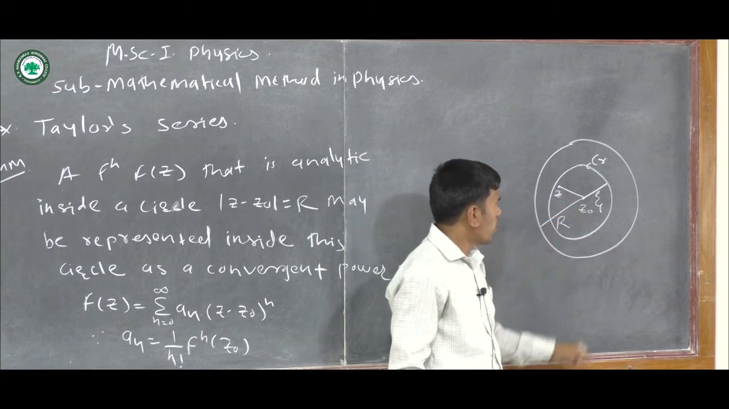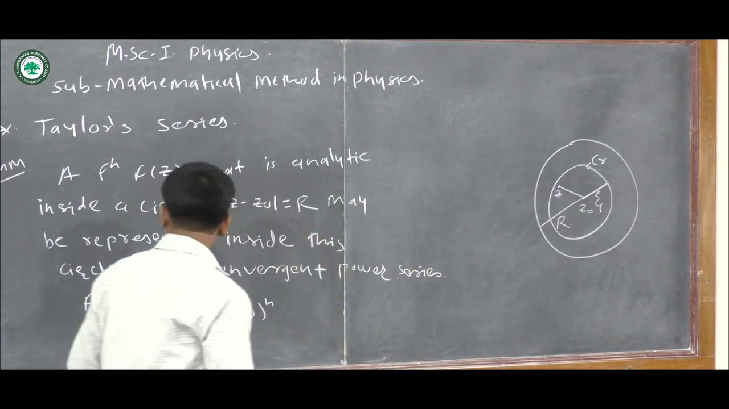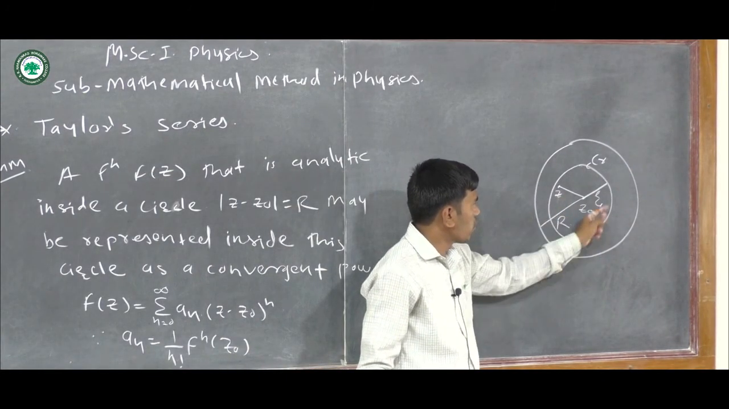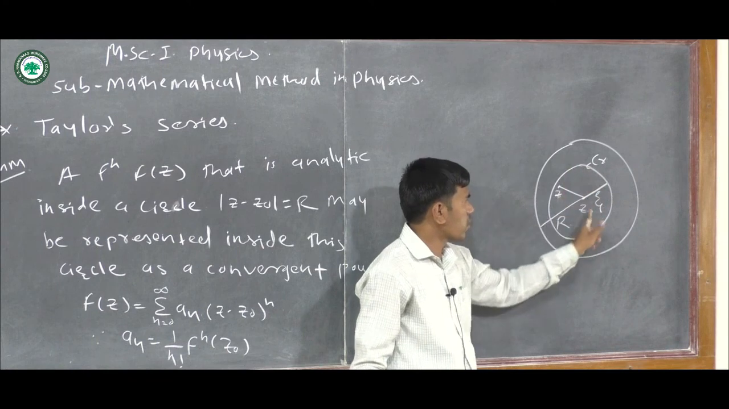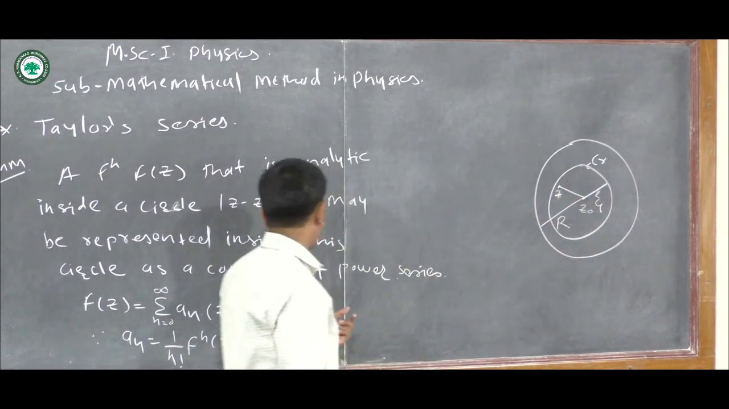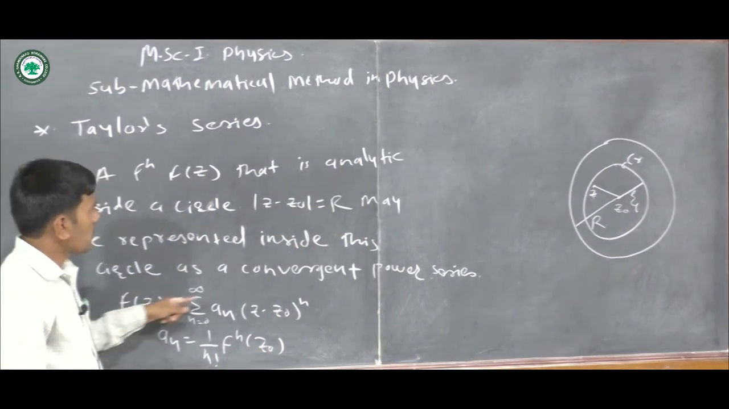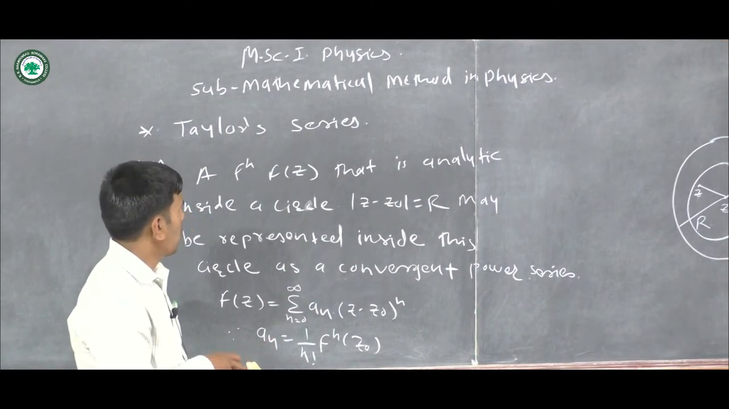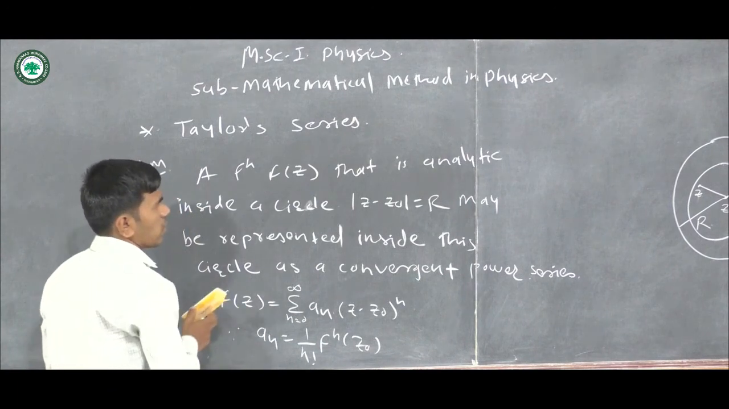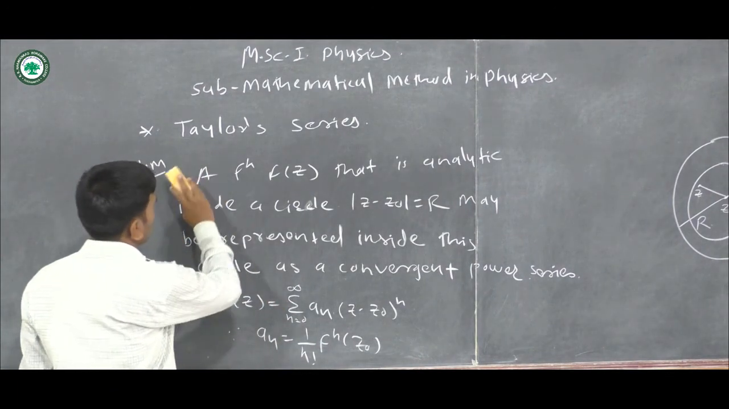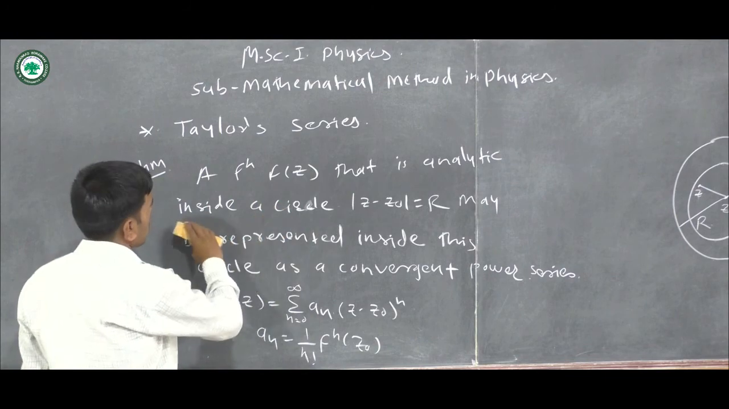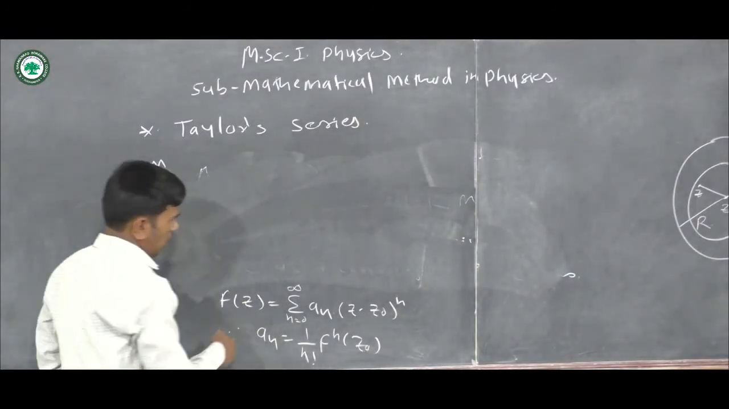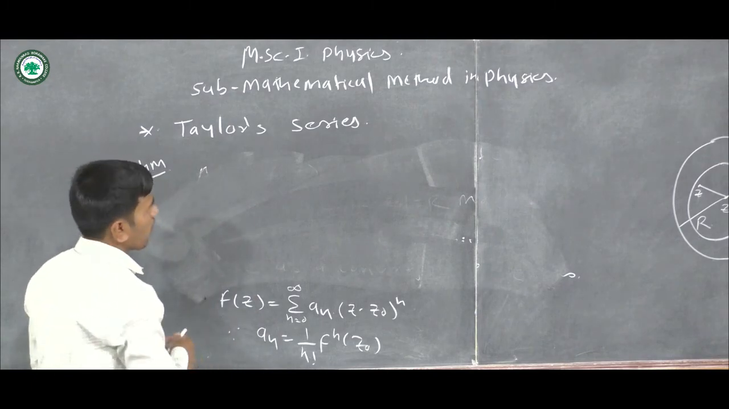If we expand f(z) in this region enclosed by CR, then the power series is convergent in this region. So let's see the Taylor series theorem, that it converges in the region we consider, CR.